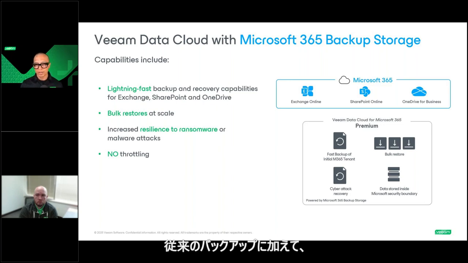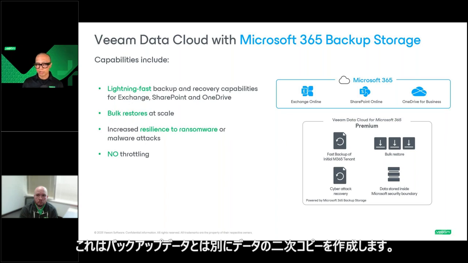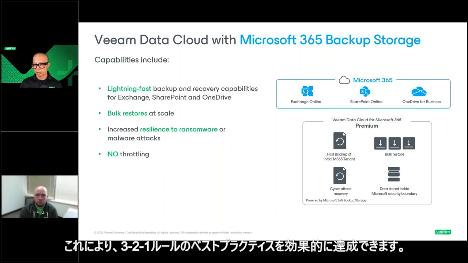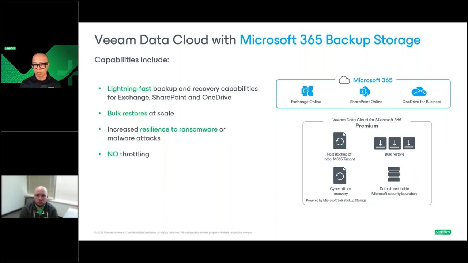And it also, in addition to your traditional backups that we'll show you in the demo with the Graph API, is creating a second copy of your data that's separate from your backup data. So you're effectively achieving that 3-2-1 best practice.